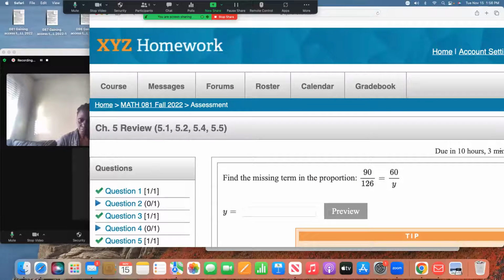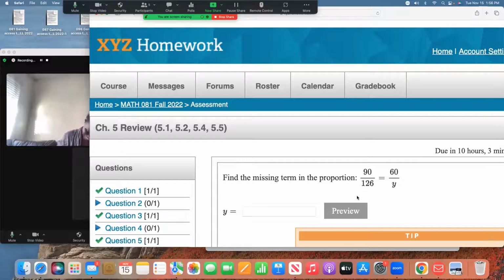Okay, so this particular one, at least we don't have silly fractions, but what you're going to do is cross multiply because it's a proportion. So you're going to go what times what? 90 times what? In this case, y, equals y. What's the other direction? Equals 16 over 126 times 126. So 90 times y equals the 60 times 126.